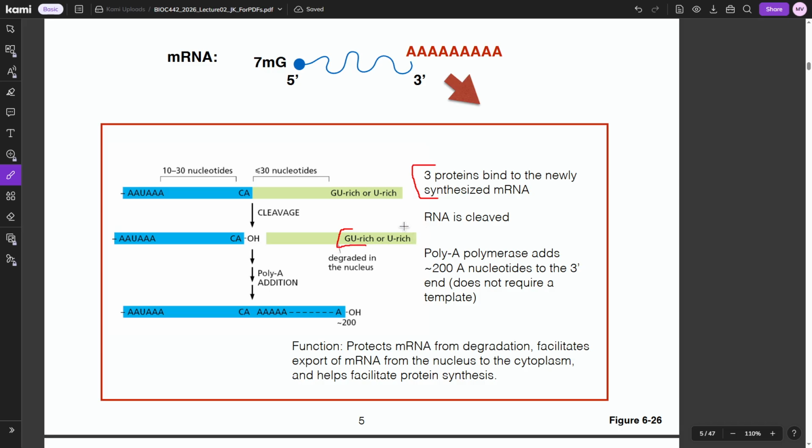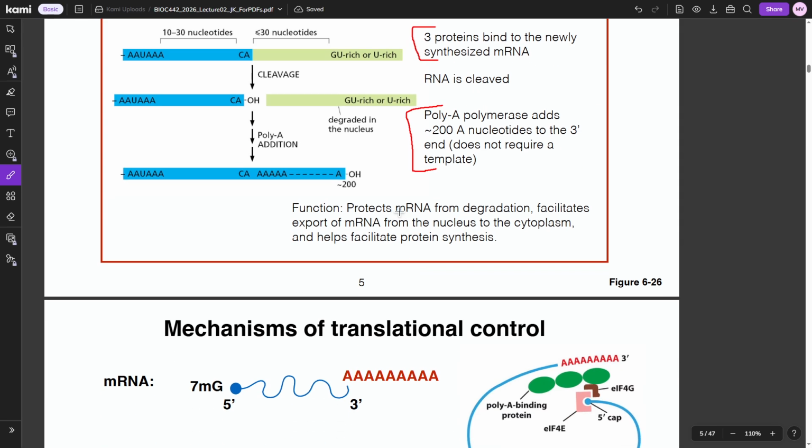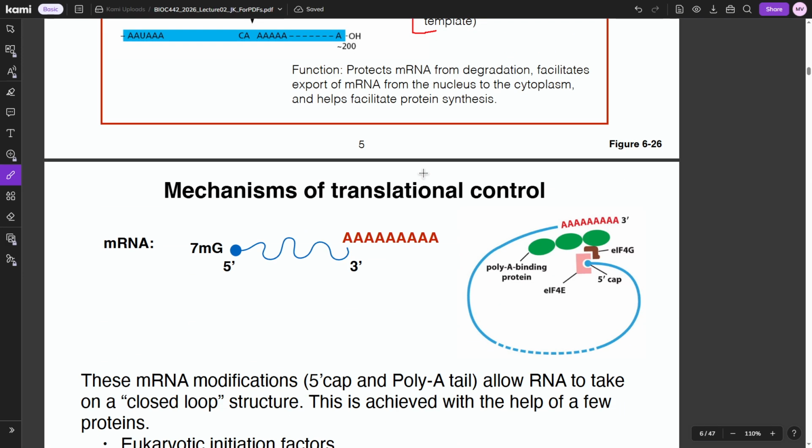GU/U rich region. It's degraded in the nucleus, and then a poly A polymerase adds 200 nucleotides to the end. It doesn't require a template of any kind. So basically, we're just trying to show you how you make the poly A tail and how you make the 5' cap. The function of this is also to protect it from degradation.